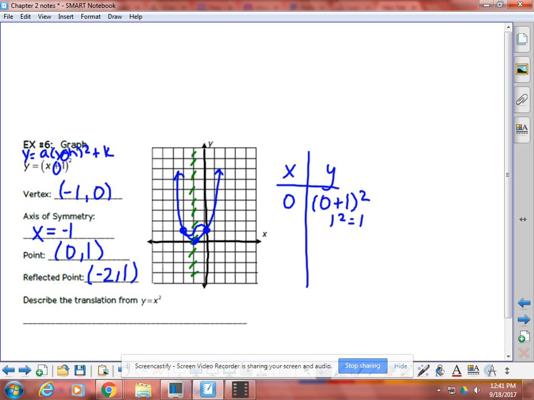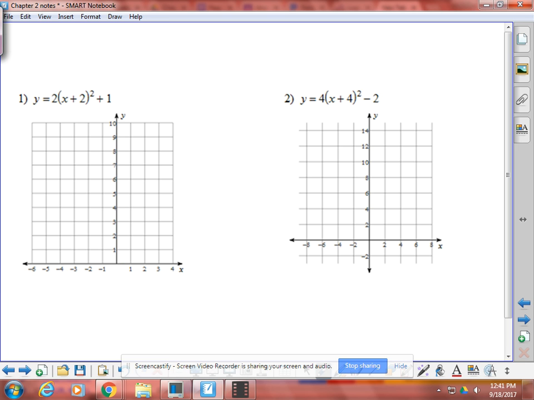And there's my parabola. So the translation of this, what happened to move it from 0, 0: it went to the left 1 unit, because it was plus 1. That came from our equation up there. So plus 1 took us to the left. All right, so let's do a couple more of these.